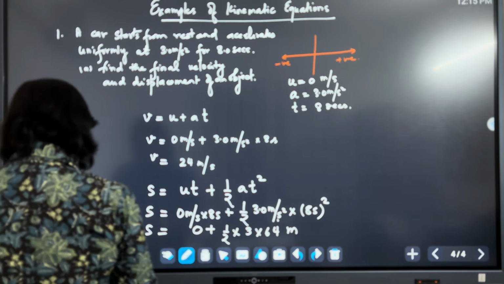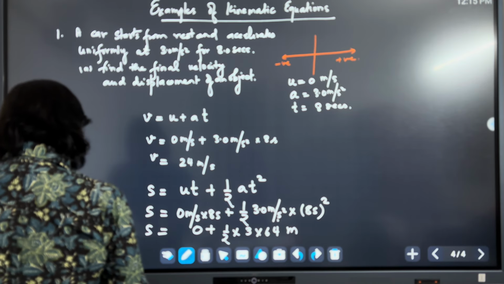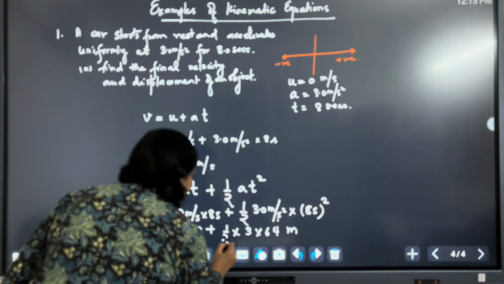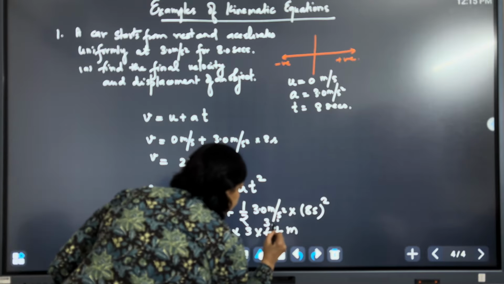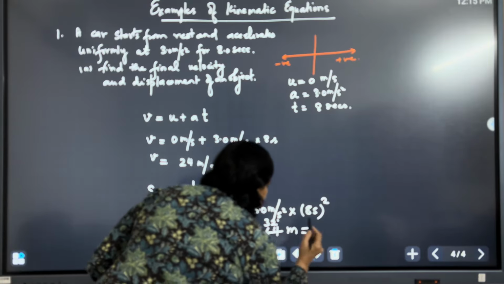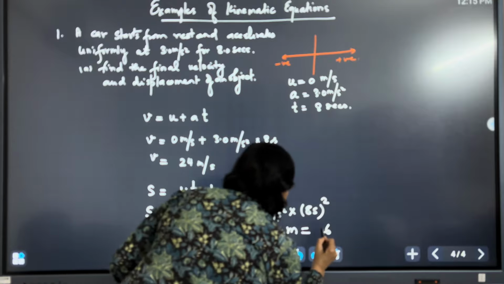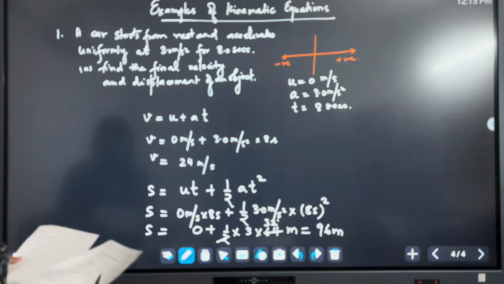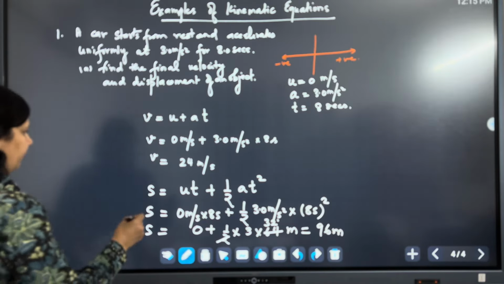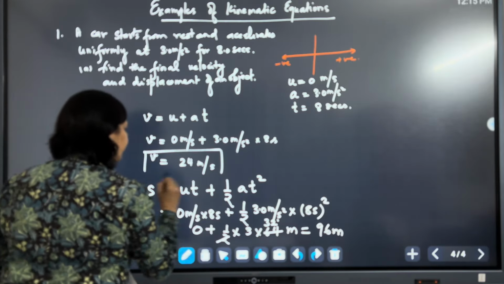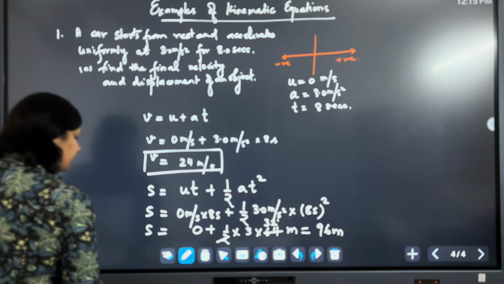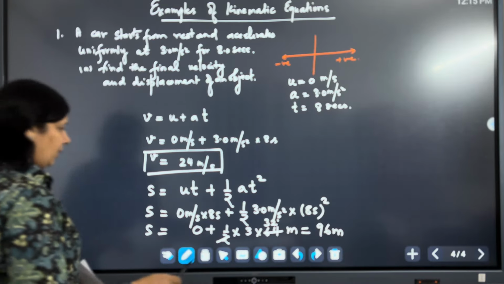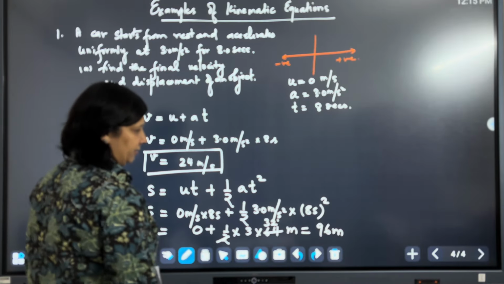And that will come out to be, right, this will be equal to 96 meter, correct? Yeah. So the final velocity of the object is 24 meter per second, and the displacement of the object is how much? 96 meter, and positive.